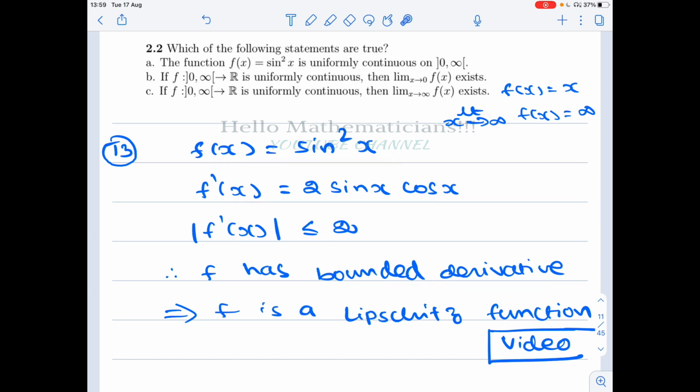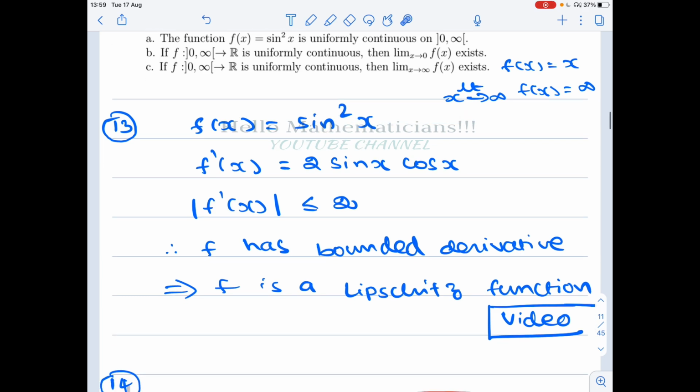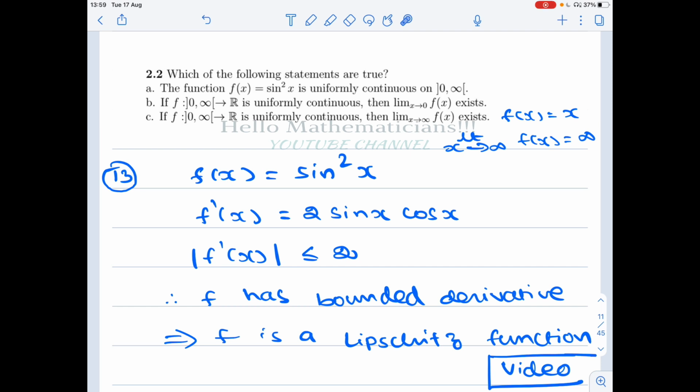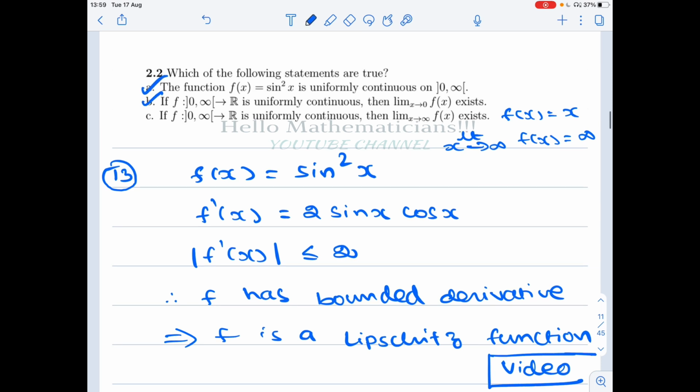So again, Lipschitz function is a very important concept. I have made 2 videos on Lipschitz function. I have given the link in the description, so please check this video before the exam. Okay, so let's continue. Therefore Lipschitz functions are uniformly continuous. Therefore the first option is true. The second option is true, third option is false.